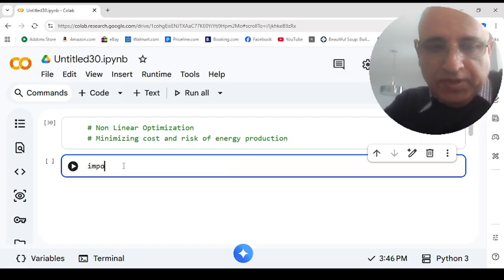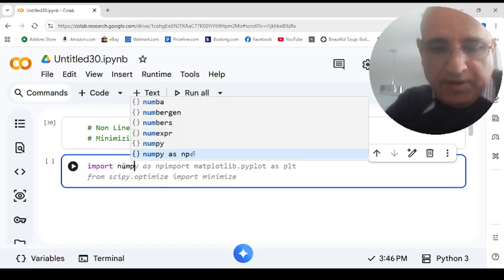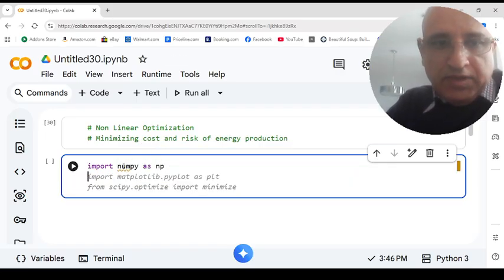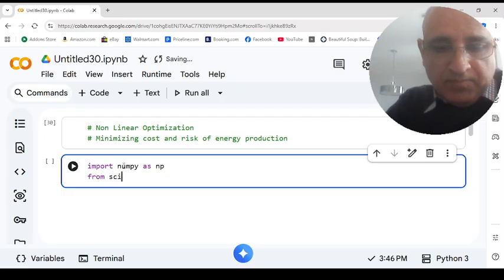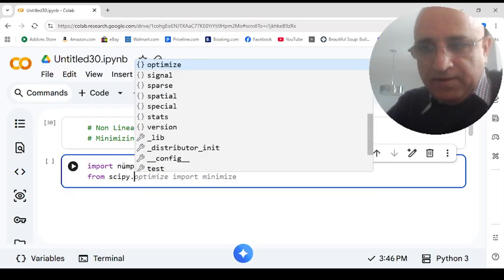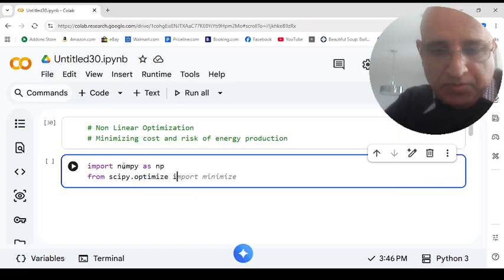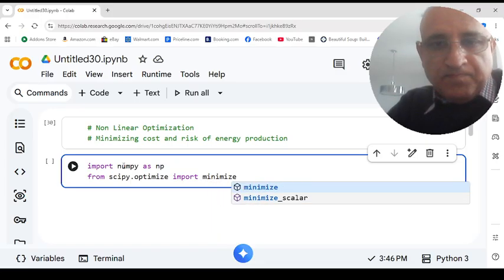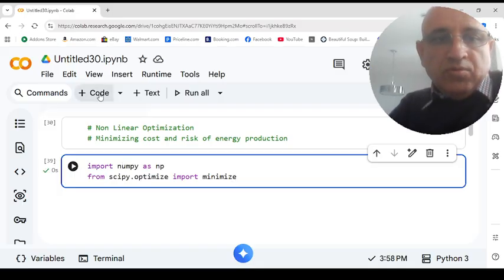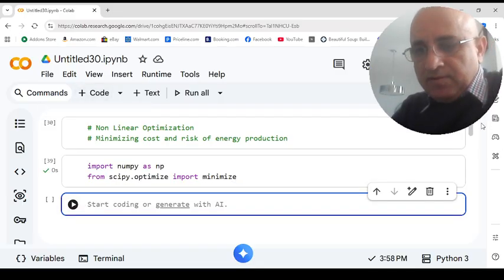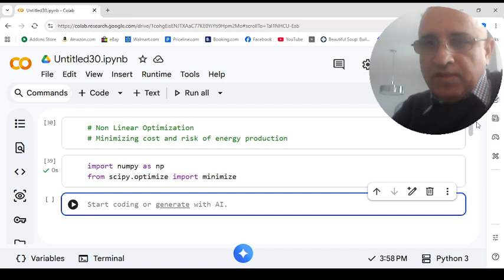So we are importing numpy as np, and from scipy.optimize import minimize. Good. And after that I'm going to define the objective function.